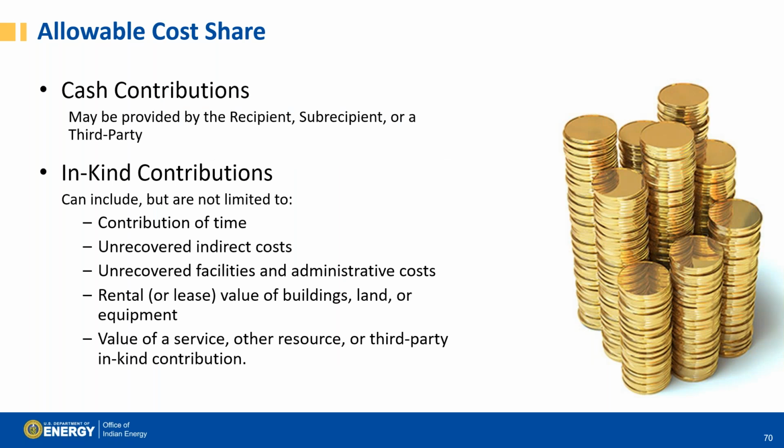Slide 70. Cost share can be provided in cash or in-kind contributions. It can be provided by the recipient, the subrecipient, or a third party. Allowable in-kind contributions may include, but are not limited to, the following list: contribution in time, unrecovered indirect costs, unrecovered facilities and administrative costs, the rental value of buildings, land, or equipment, not the purchase price, but the rental value, and value of a service, other resource, or a third-party in-kind contribution. And again, only the rental or the lease value of buildings, land, or equipment, and only for the period of the grant is allowable, not the purchase price.